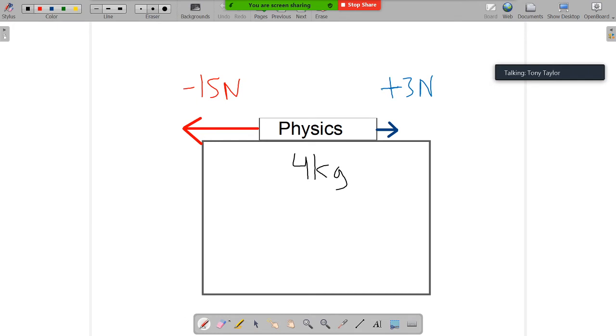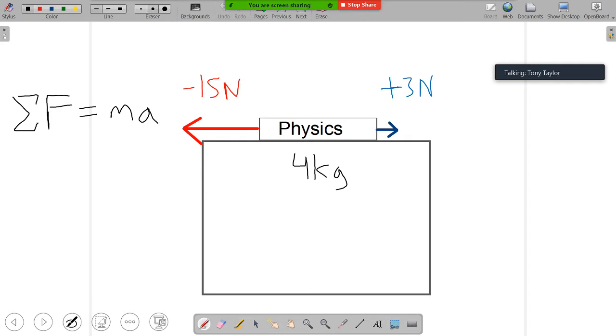If you remember, Newton's second law says that force is equal to mass times acceleration. But there's something else I want to add to this equation, something that I hadn't said before. In front of this F, it's important that I put this symbol here. This symbol stands for sigma, the Greek symbol sigma. And sigma just means sum. Anytime you see this symbol in your physics class or any of your math classes, it just means sum. In other words, add everything up.